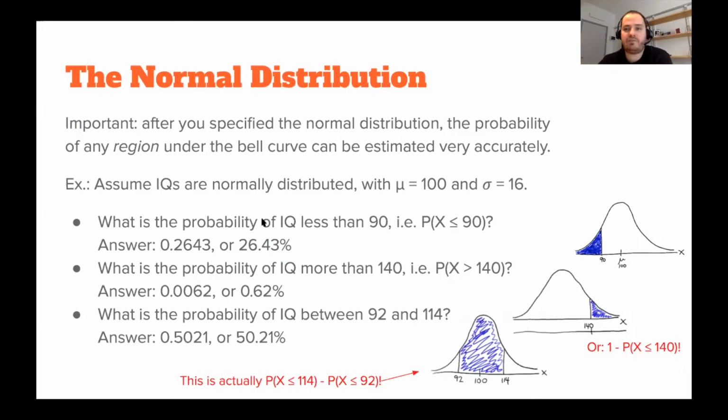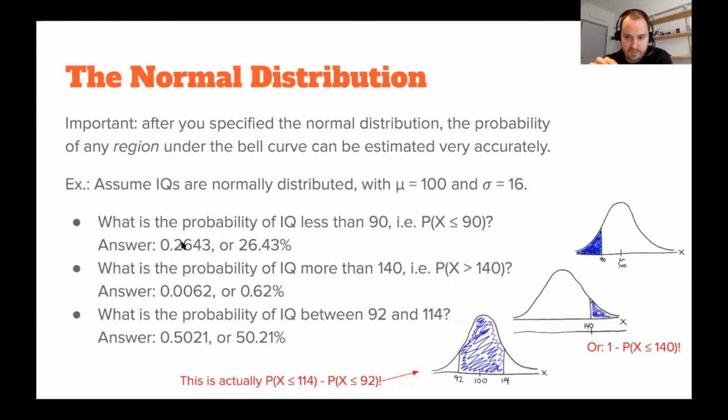So for example, if I ask you a question, what is the probability of an IQ less than 90? This is how we usually represent that: P(X ≤ 90), right? And there's an answer, 26.43%, or 0.2643. Now, you're not going to compute this. This is something that the computer is going to give you, or you're going to look at it in a table, as we'll see later.